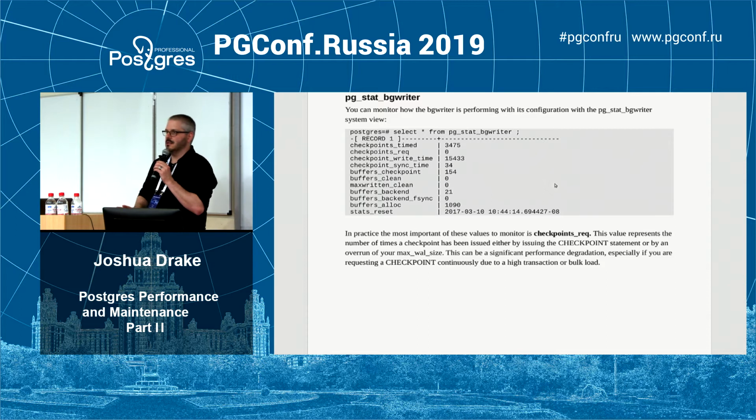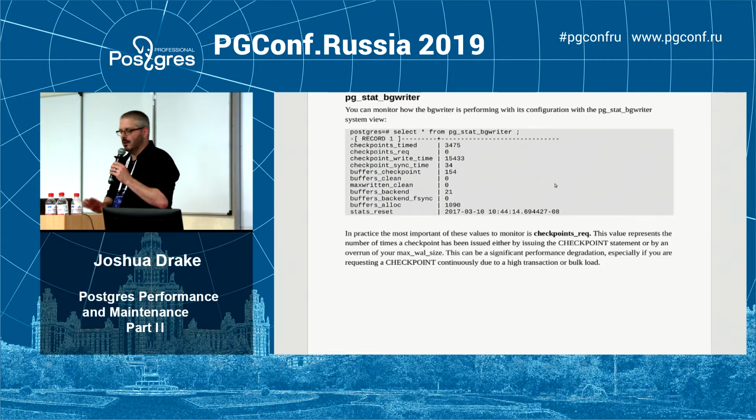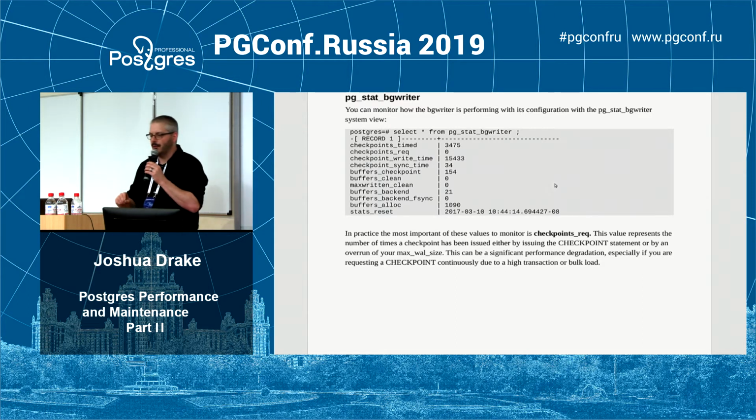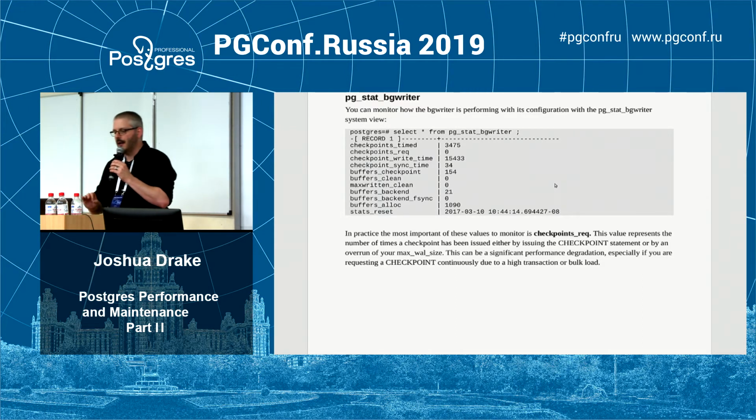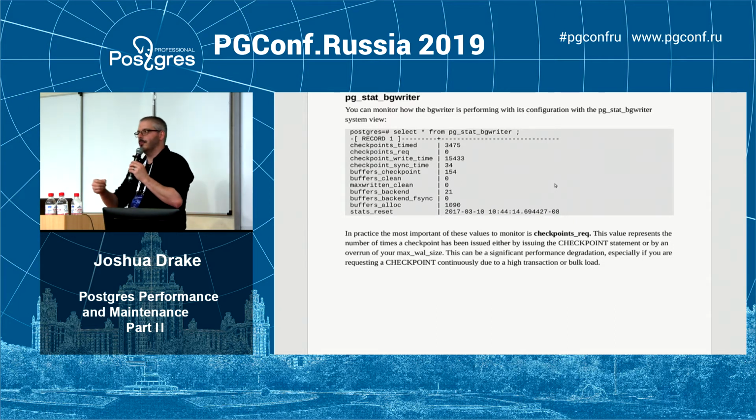In practice, and there are exceptions, but in practice, the most important of these values to monitor is checkpoint requested, hands down. This value represents the number of times a checkpoint has been issued either by issuing the checkpoint statement or by overrunning your max wall size. This can be a significant performance degradation, especially if you're requesting a checkpoint continuously to high transaction or bulk load.